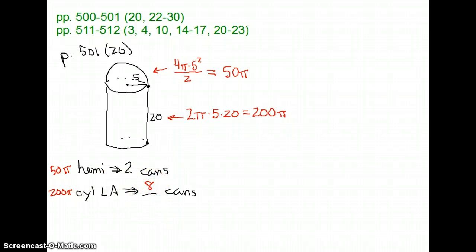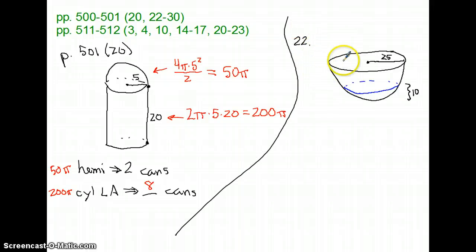We have a little bit of a similarity thing going on here. You could divide this by 2 and figure out that each can covers 25 pi. You could divide this by 25 pi, you're going to get 8. Either way. All right, 22, I think I did this in class, but I might as well do it here.